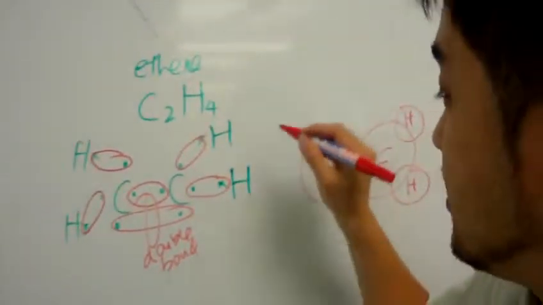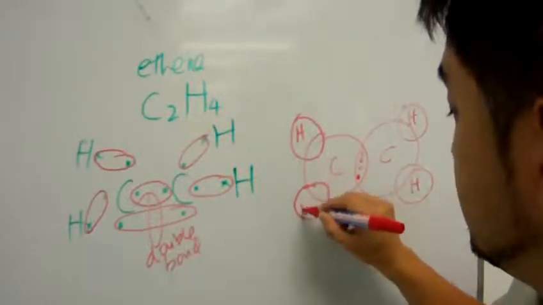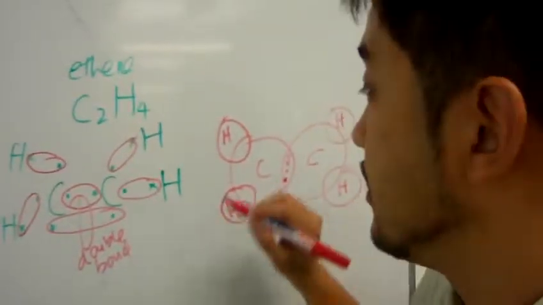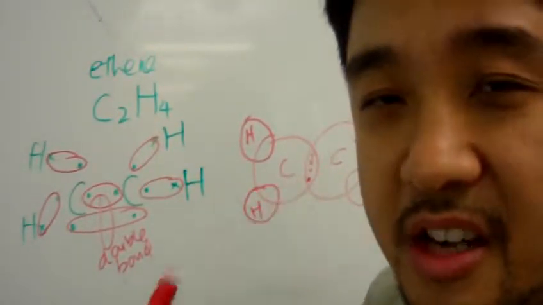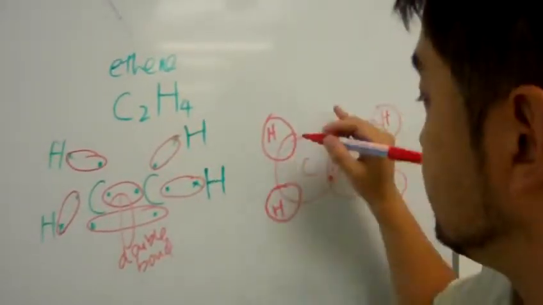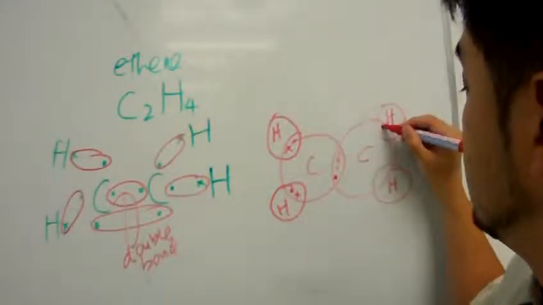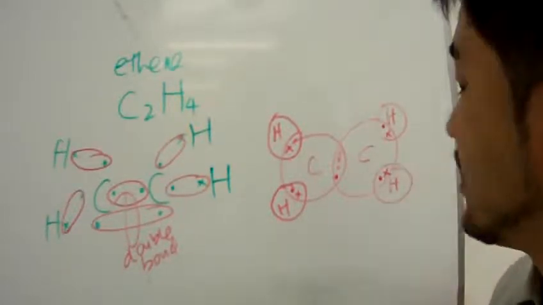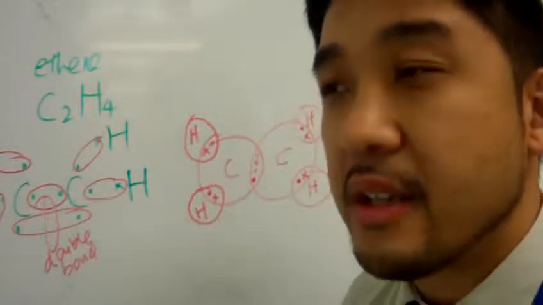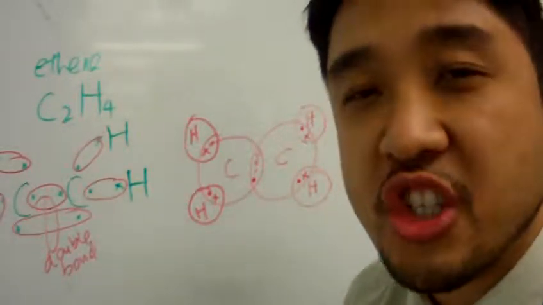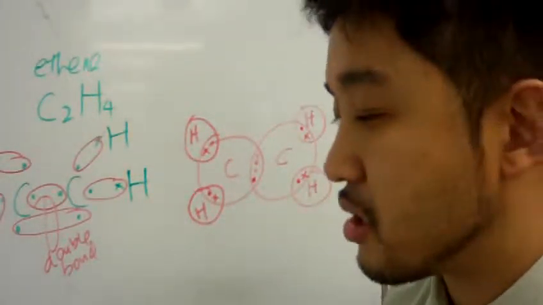And I'm going to do the other one. Now, the carbon's electron will be a dot, and the hydrogen's electron will be a cross. And there you have it, the molecule of ethene. Now, whenever you're done with your work, you should check it. Alright? So, you've got to check it for its noble gas configuration.